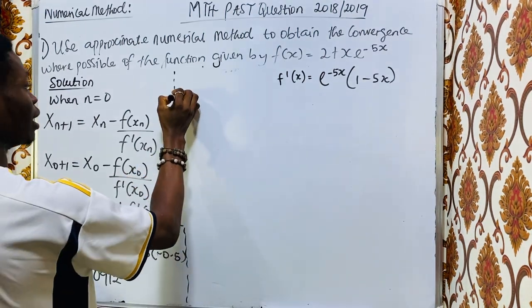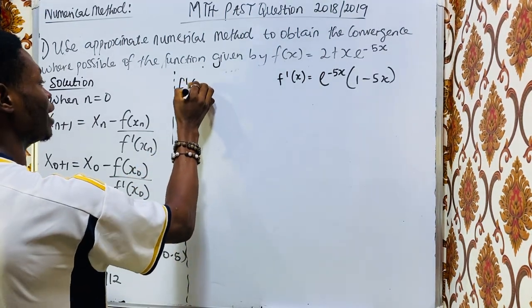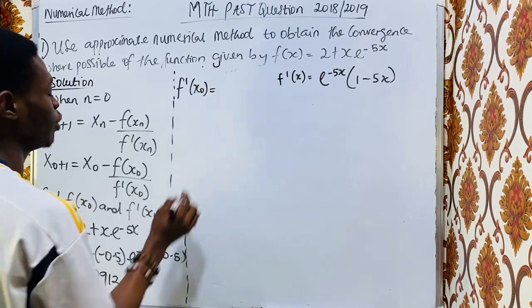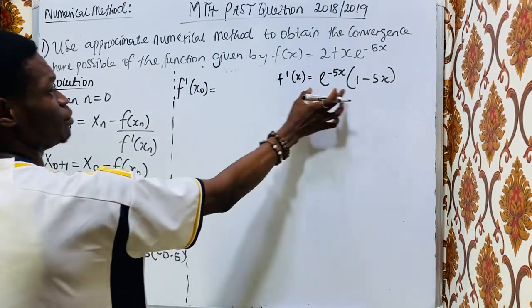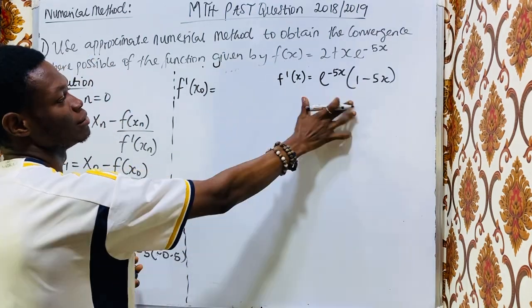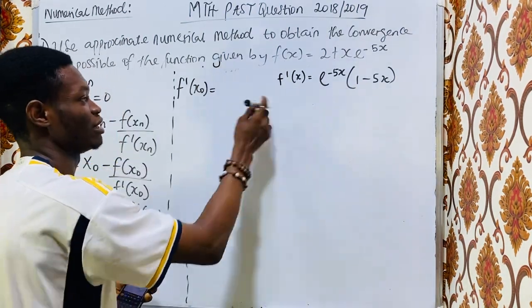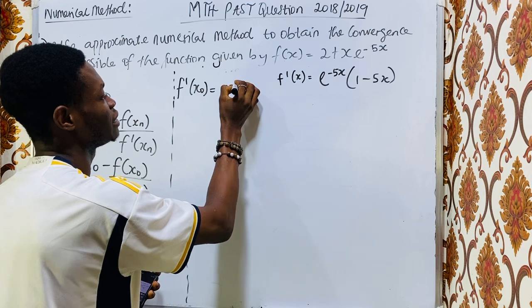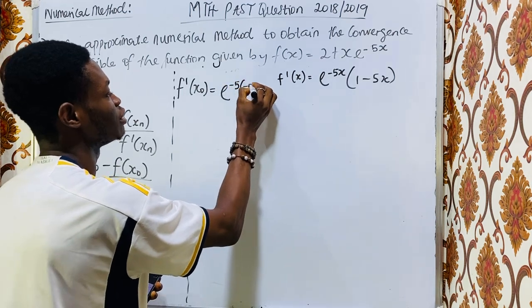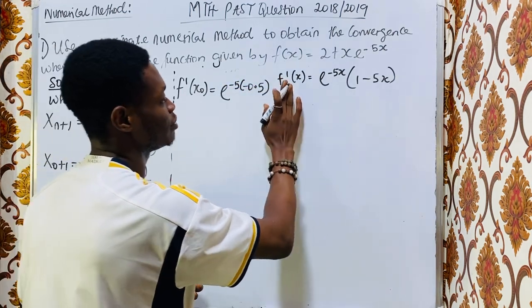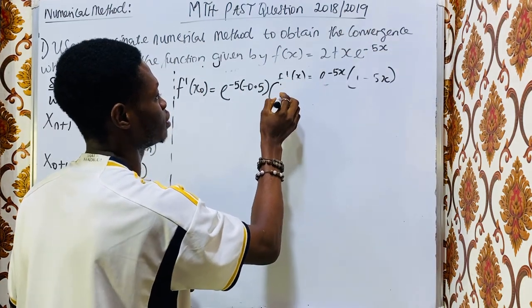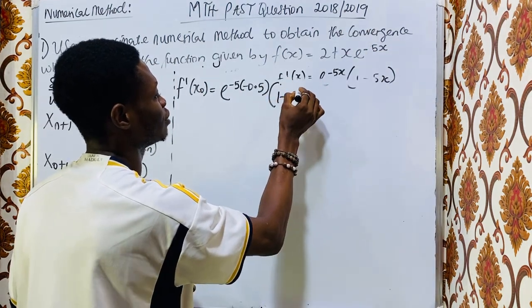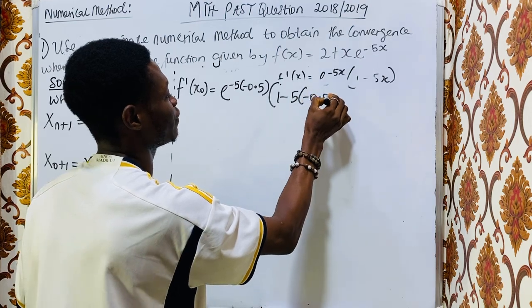So to get our f prime of x naught, what will it be now? F prime of x naught will be, putting it in this, because we have gotten our f prime of x, it will be exponential negative 5, then negative 0.5, times 1 minus 5 negative 0.5.